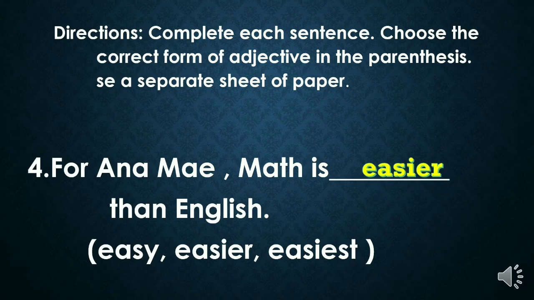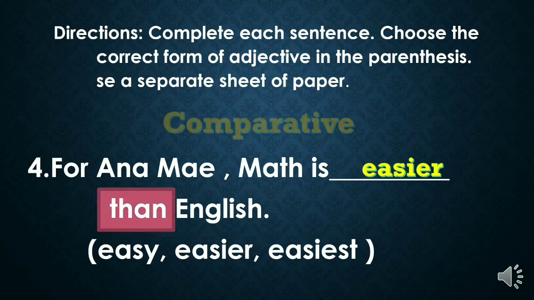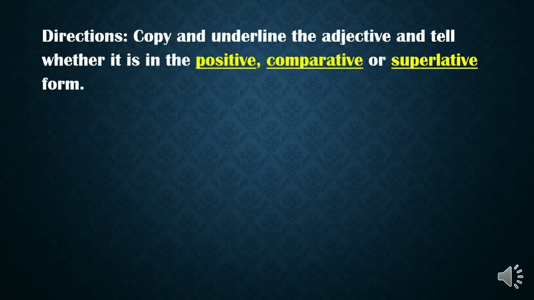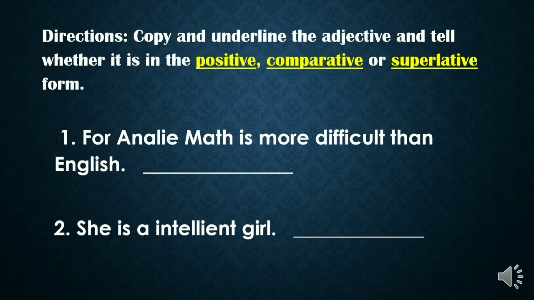So, what's the answer in number 4? Easier. Why? Because of the word clue than, meaning compared between two. We compare the subjects math and English. So it is comparative. Am I right? Another activity. Direction: Copy and underline the adjective and tell whether it is in the positive, comparative, or superlative form. I'll give you another minute to answer.